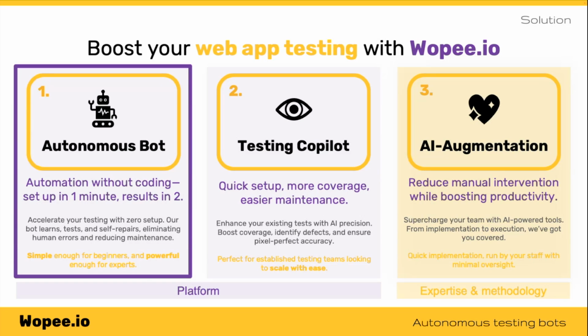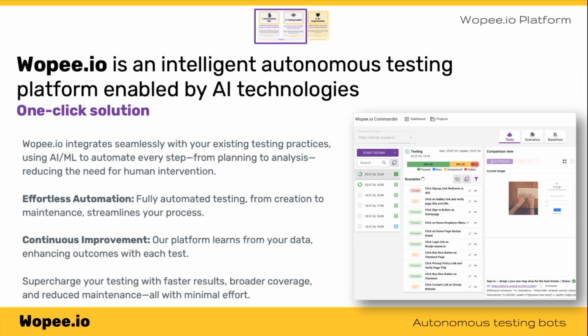But before I go there, I will quickly run through all three, and then we will start with a couple of demos around the autonomous testing bots. I will skip the demos for testing copilot and AI augmentation, or AI testing as we call it. So as I said, Wopee.io is the platform where we are simplifying your life, or testing life, by providing a platform where you can set it up in a very simple way. You can set it up easily and then monitor and execute it from there.